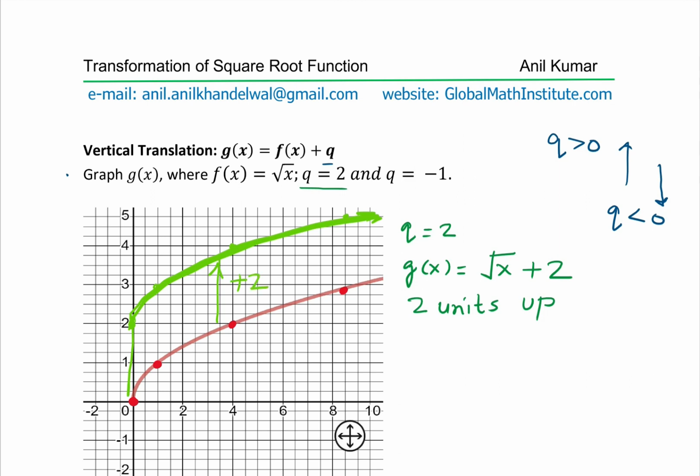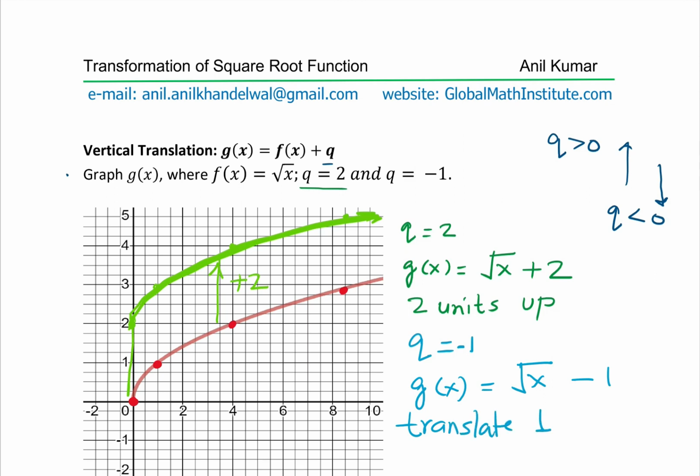Clear? Now let's take up the next one, which is q equals minus 1. So if I am saying q equals minus 1, in that case, the function g of x can be written as square root of x minus 1, right? Minus 1. That means it will be translating 1 unit down.